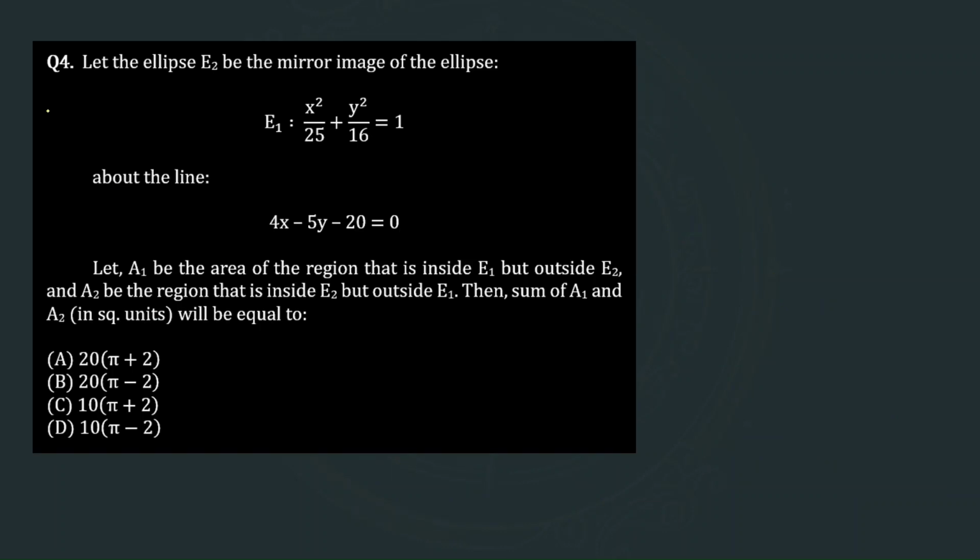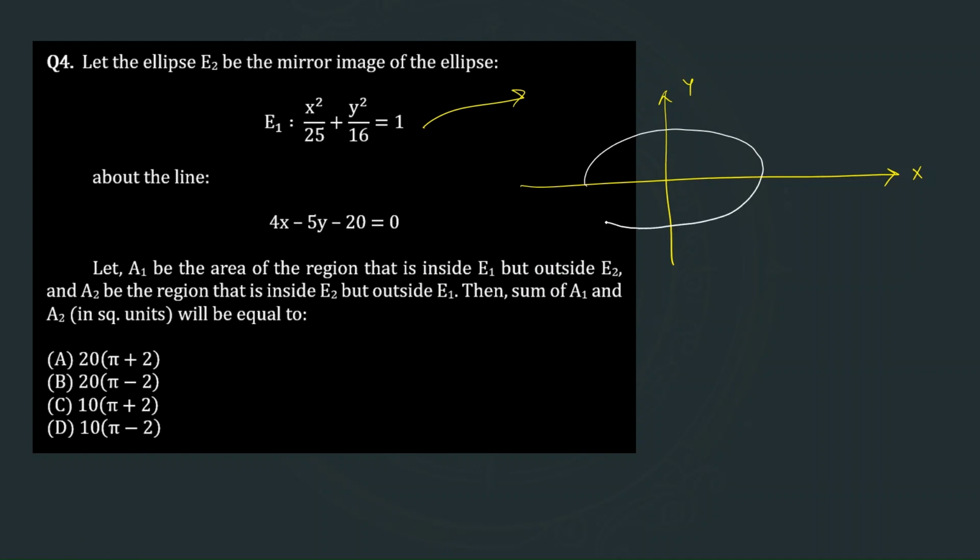Let's proceed. The next question says: let the ellipse E2 be the mirror image of the ellipse about the line. So we are given an ellipse here. Let us say this is the coordinate axis and this ellipse looks like this. So these are the points. This is 5 comma 0, this is minus 5 comma 0, this is 0 comma minus 4 and this is 0 comma 4.